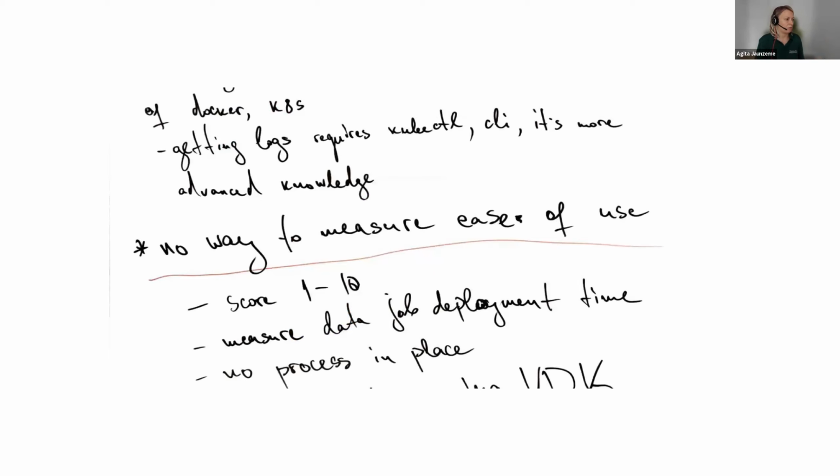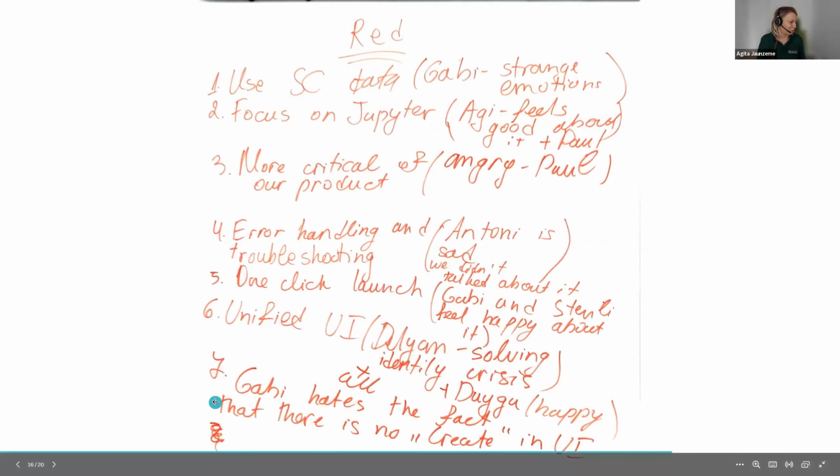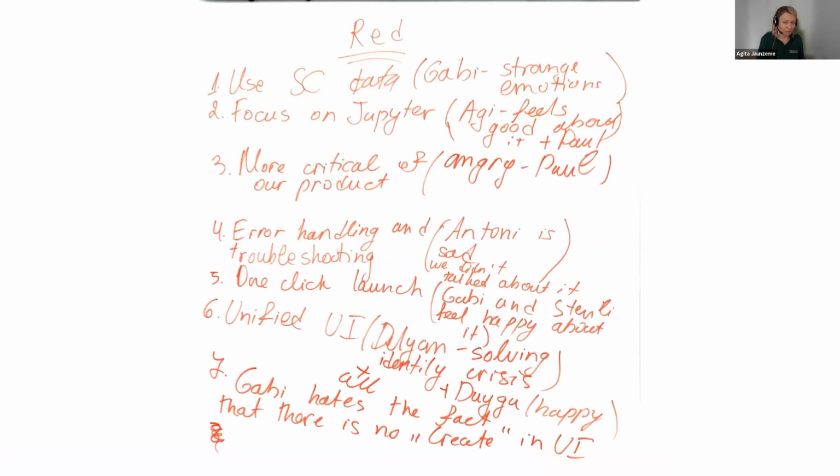Basically, one thing is that we are not at the moment measuring how easy it is to use VDK, and then we decided maybe we should evaluate this ourselves, and also with existing users of VDK and also external users of VDK. And then a couple of things on how we feel about this. And here I also want to highlight that Gabi hates the fact that there is no create button in the UI.